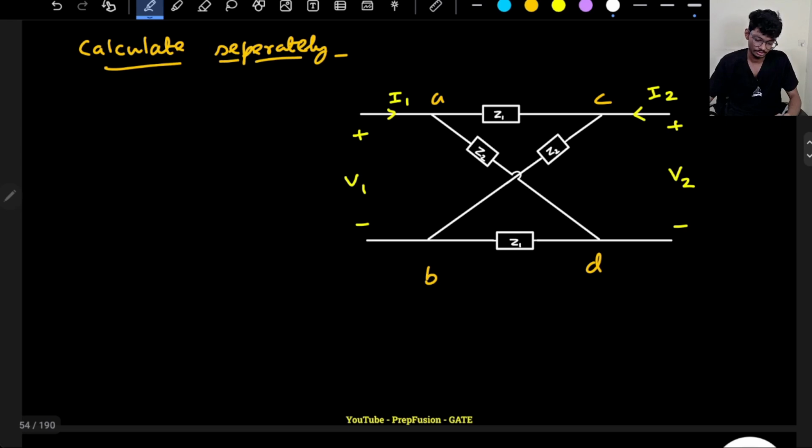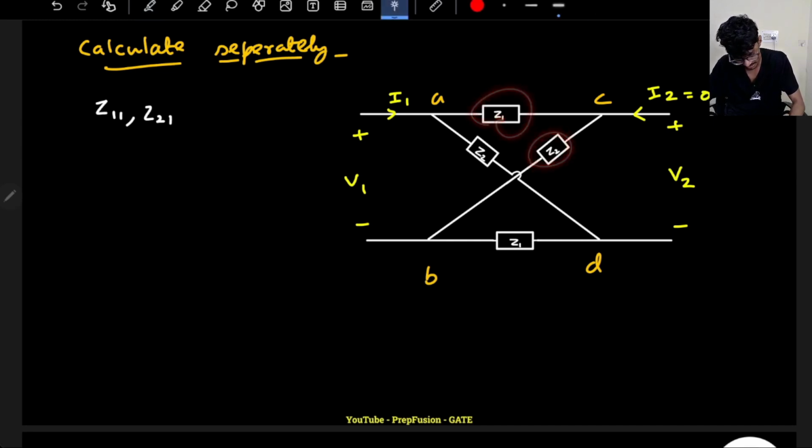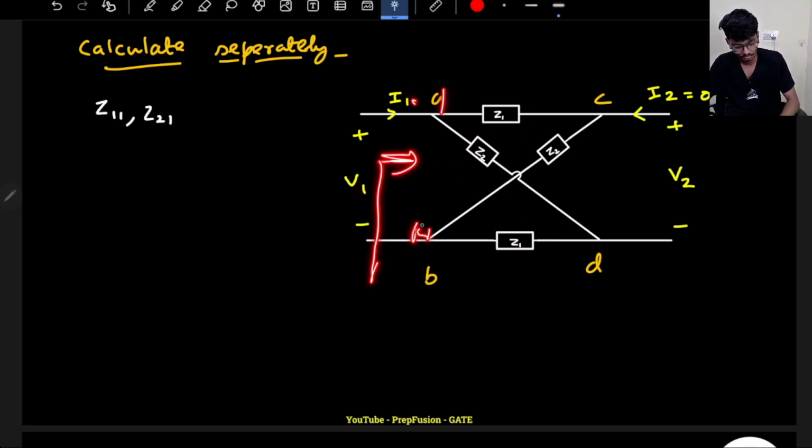First I will calculate Z11 and Z21. For Z11 and Z21, we have to make I2 0. If I make I2 0, these two elements are in series, and these two elements are also in series. So I have to find V1 by I1, which will be the input impedance seen from the two nodes A and B. These two are in series and these two are in series, and ultimately these two points are in parallel.